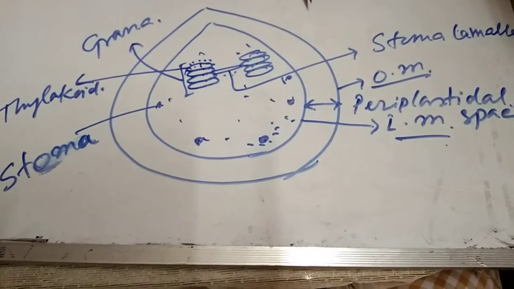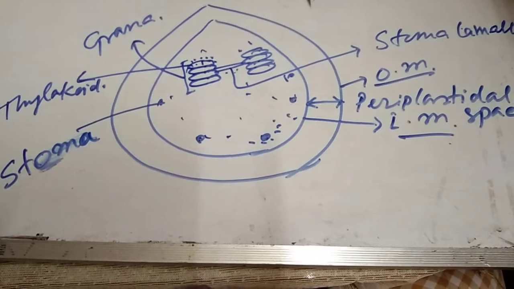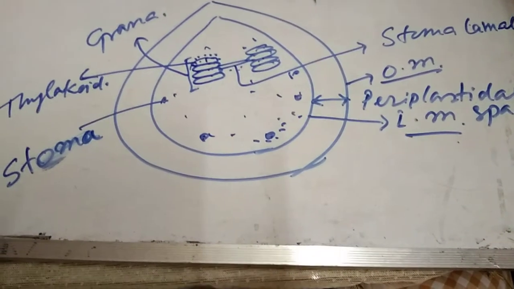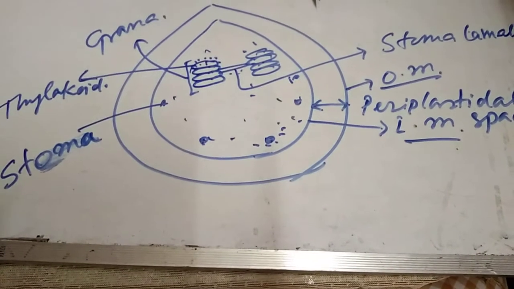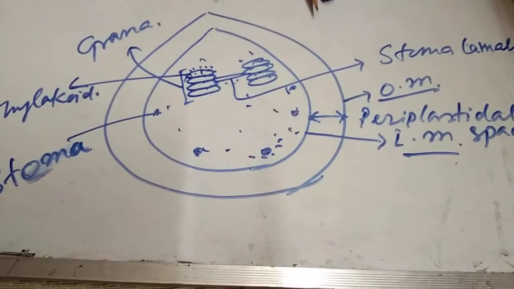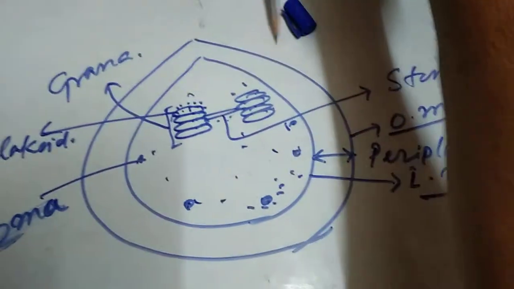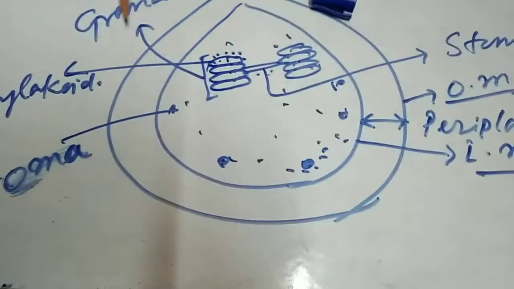In this chloroplast, the thylakoid or grana is the site of light reaction during photosynthesis, and stroma is the site of dark reaction during photosynthesis. In the next class, we'll discuss the vacuole.